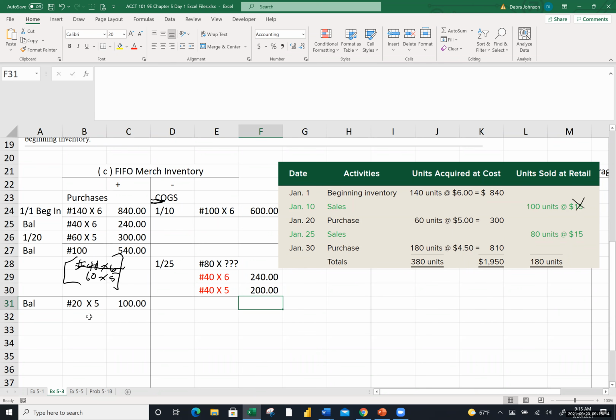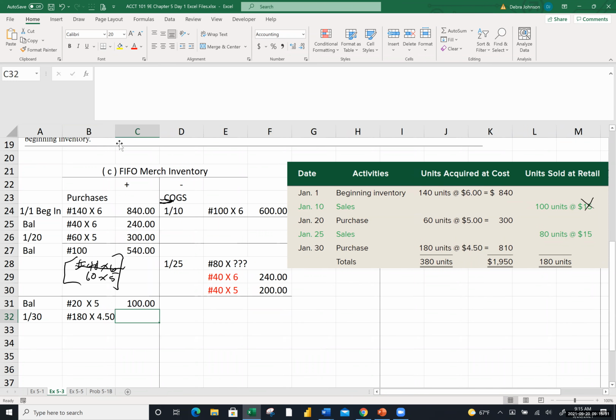Okay, hearing no questions then, I got one more transaction on 130. I have a purchase, and the purchase is for 180 units at $4.50. They already were nice enough to give that to us in their chart, but that won't always be the case. Let me let Excel do its thing. Matches with the 810. And so here is the moment of truth. My ending balance is 200 units. Okay, that's what we were expecting, right? At the start, when we created our bucket, we knew that there were 200 units left.